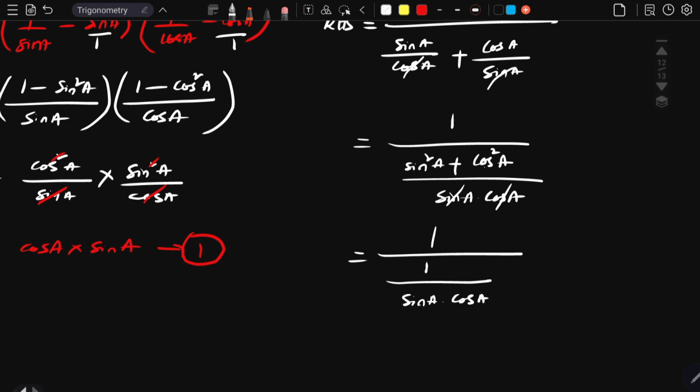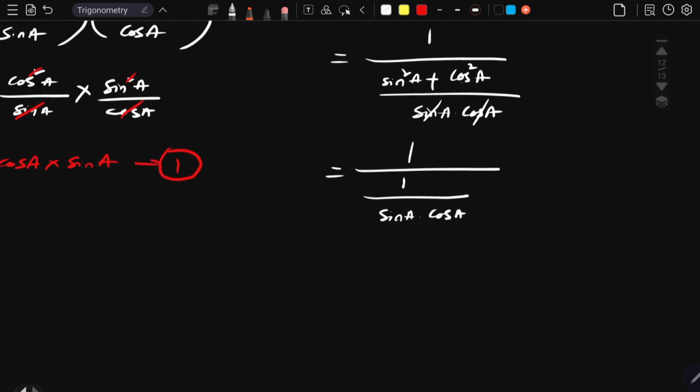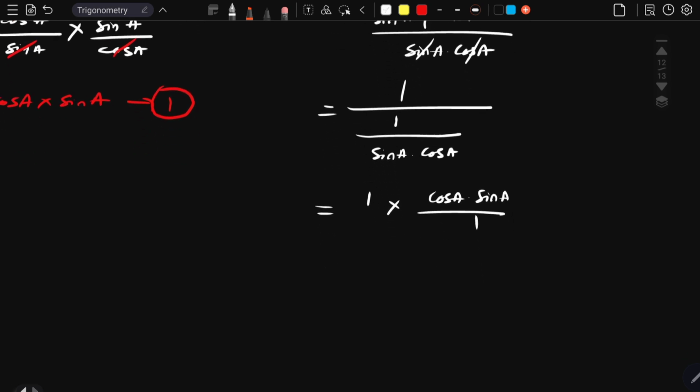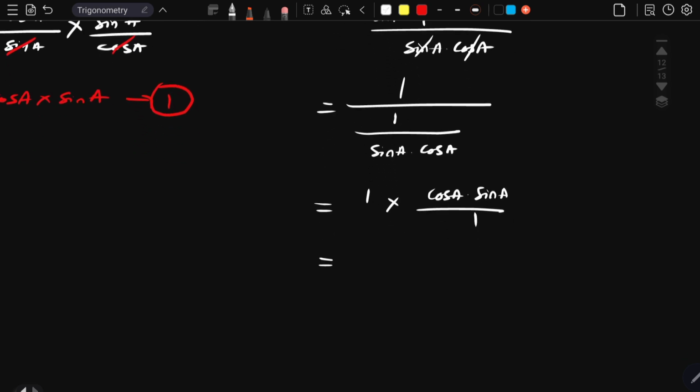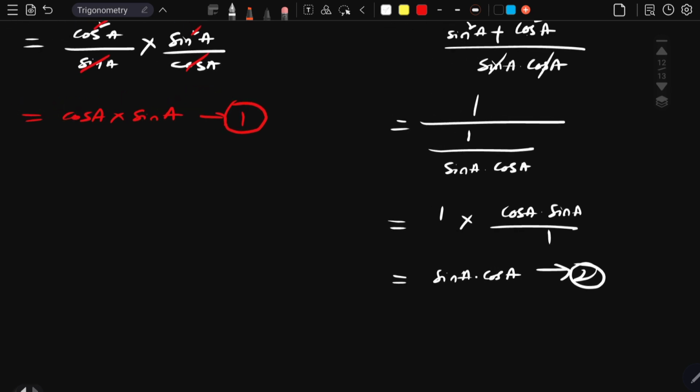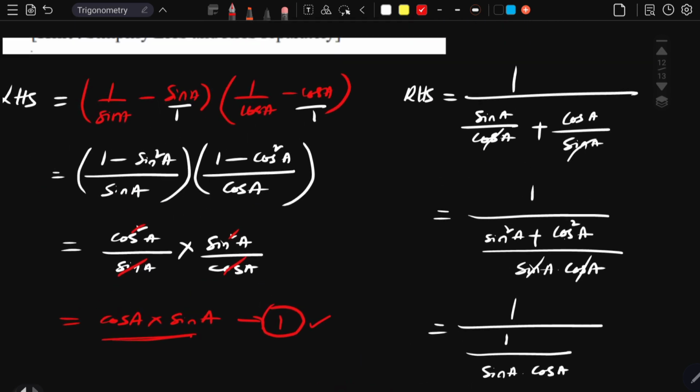Numerator and denominator are there, so it can be written using reciprocals. So 1 multiplied by cos a multiplied by sin a divided by 1. So 1 and 1 are the same, and we can write it as sin a multiplied by cos a. Let us call it equation number 2. Identify equation 1 and 2 clearly. So cos a into sin a and sin a into cos a, the product is the same. The LHS is equal to RHS, so hence the given requirement is proved.